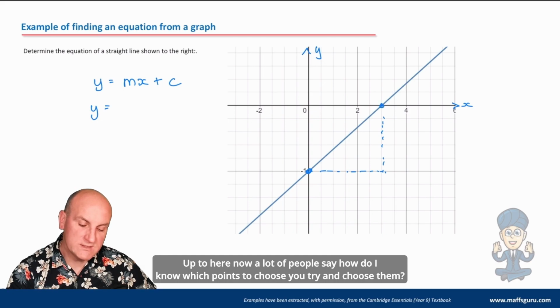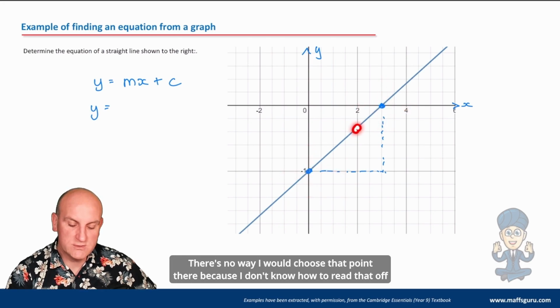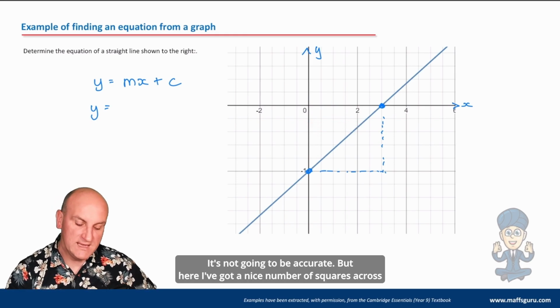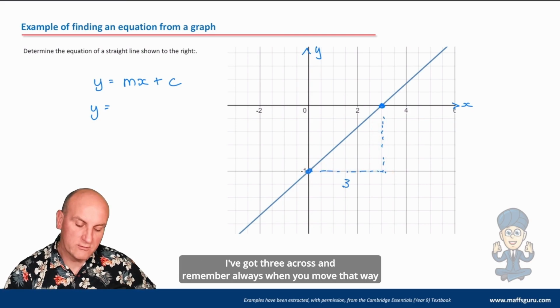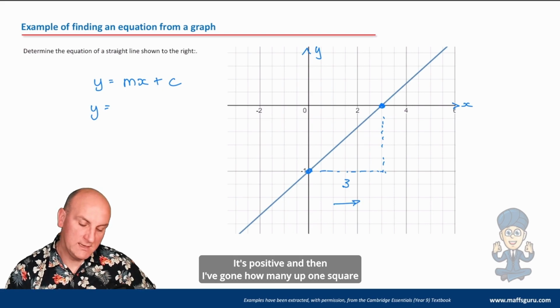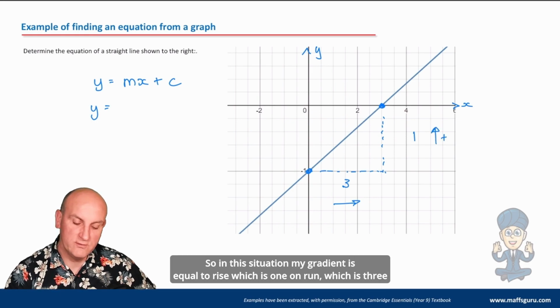Now, a lot of people say, how do I know which points to choose? You try and choose them so that they intersect with a nice part of your grid. There's no way I would choose that point there because I don't know how to read that off. It's not going to be accurate. But here I've got a nice number of squares across and a nice number of squares up. So I've got 3 across. And remember, when you move that way, it's positive. And then I've gone 1 square up. Whenever I move up, it is always positive as well. So my gradient is equal to rise, which is 1, on run, which is 3.